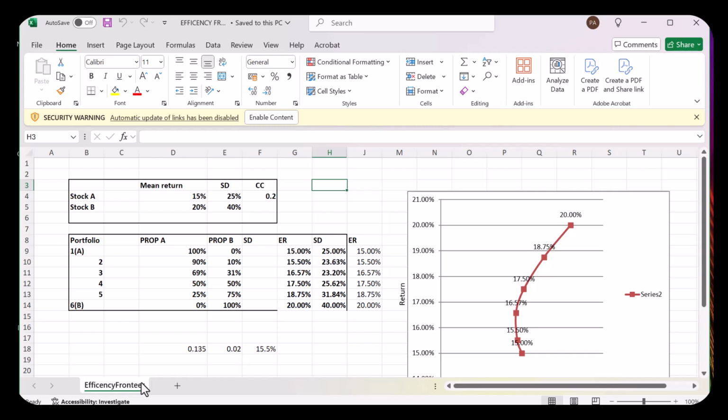Okay. Now think about two stocks, stocks A and B. This is a very simple example where your portfolio consists of only two stocks. You can keep increasing the number of stocks and apply the same formula, you will get the result. For a two-stock portfolio, the calculations become very simple. Now stock A has a 15% return and stock B has a 20% return. The standard deviation is 25% and 40% for the two stocks. And the correlation is 0.2.